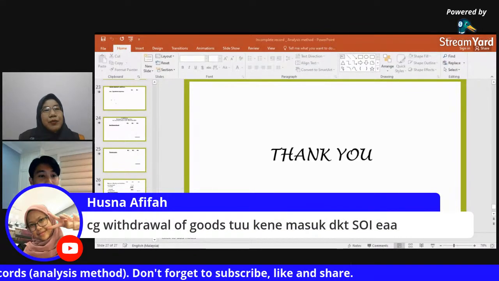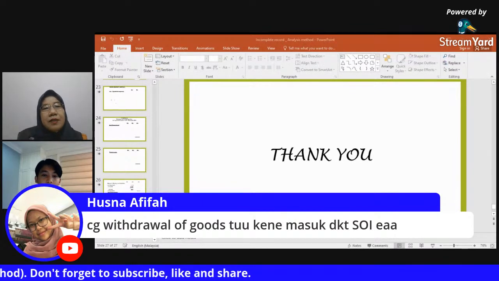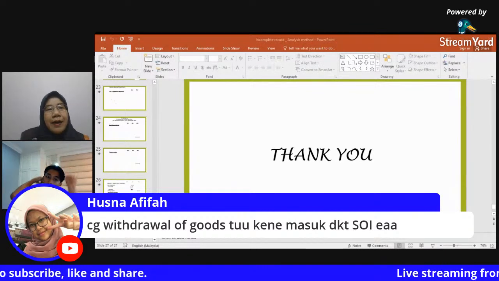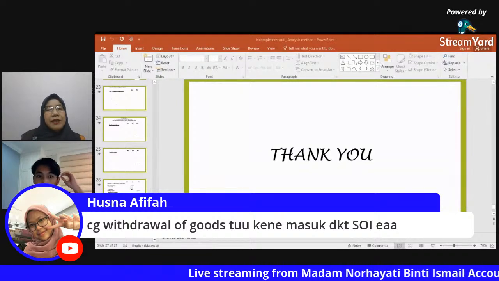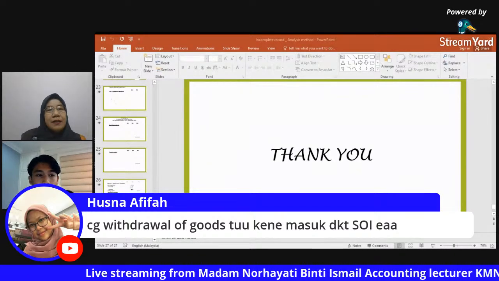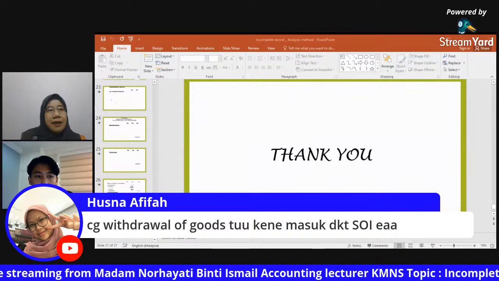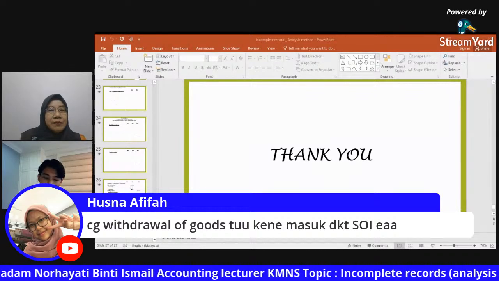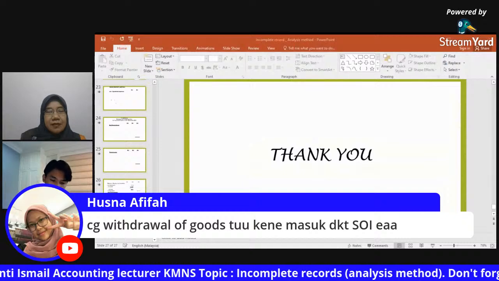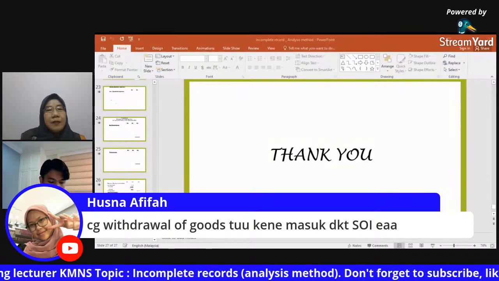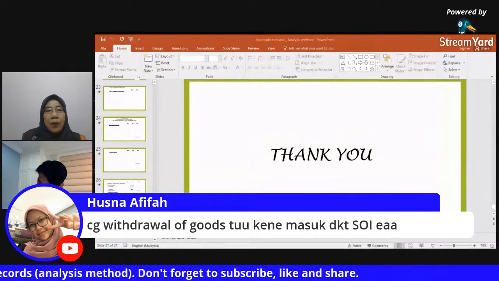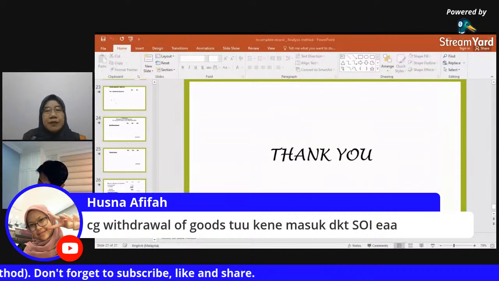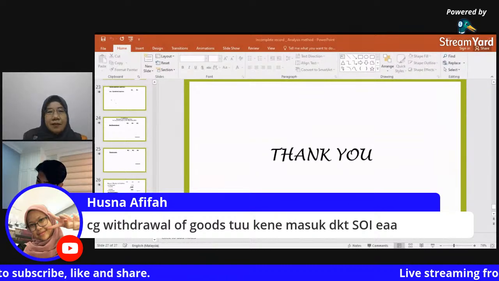Husna, cikgu withdrawal of goods tu kena masuk dekat SOI ke? Yes. Kita must reduce daripada purchase. Sebab kita keluar. Transaction dia ialah debit drawing, credit purchase. So dia memang credit purchase. Kalau credit purchase, that means it will reduce the amount of purchase and we must record in the statement of income. Okey, itu saja dah habis.